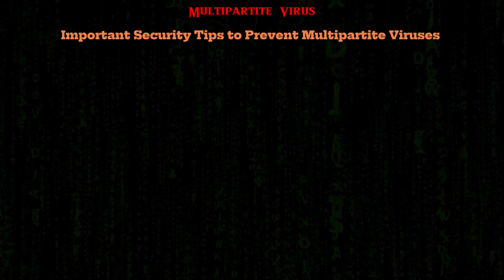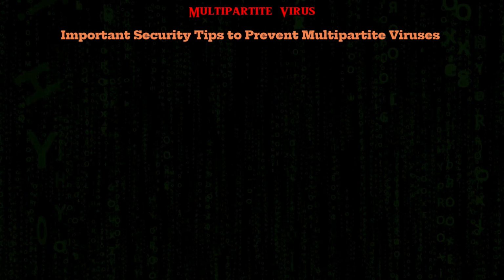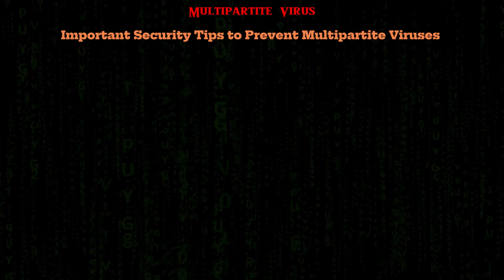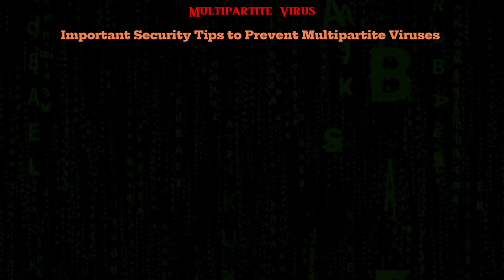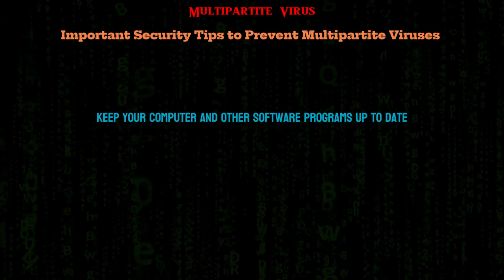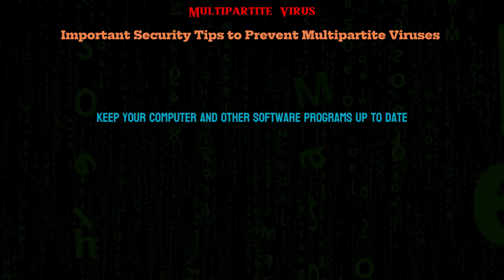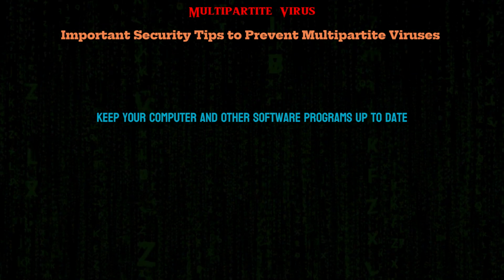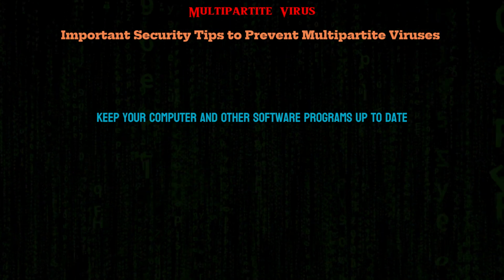Important security tips to prevent multipartite viruses. Now that you know what multipartite viruses are and how they work, it is important to follow all the recommended practices and security tips needed to prevent your system from getting infected. Keep your computer and other software programs up to date. Older programs and older versions of the Windows operating system are the doors for cybercriminals to infect systems. Therefore, we recommend that you keep all programs up to date at all times.